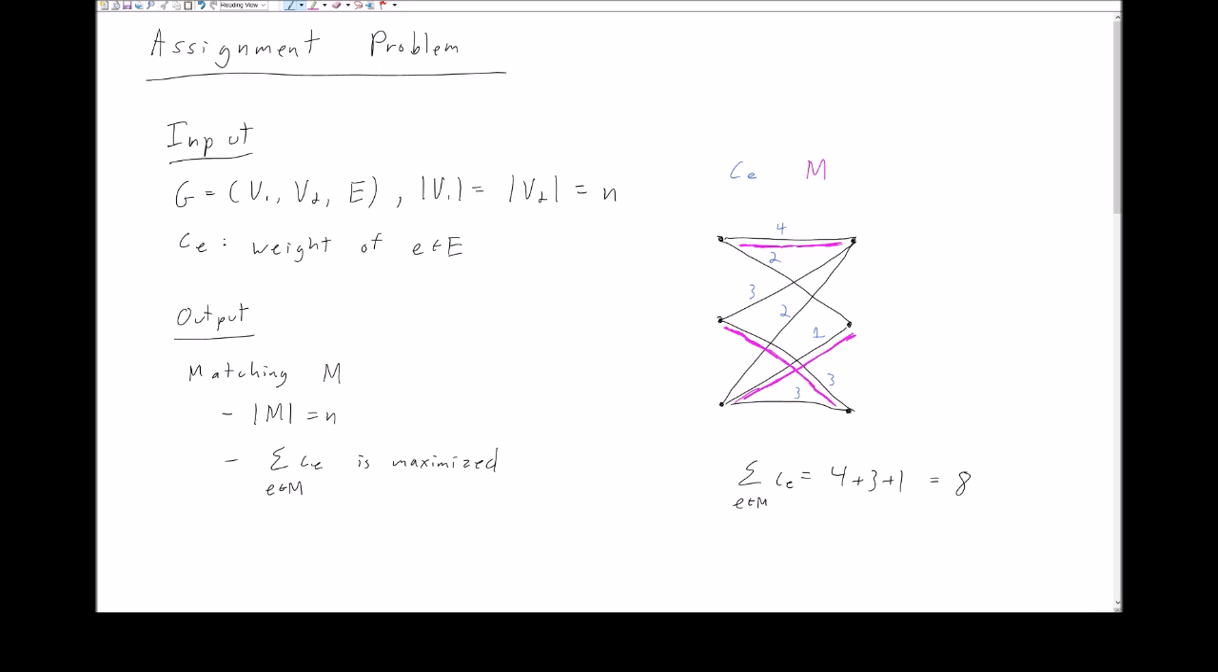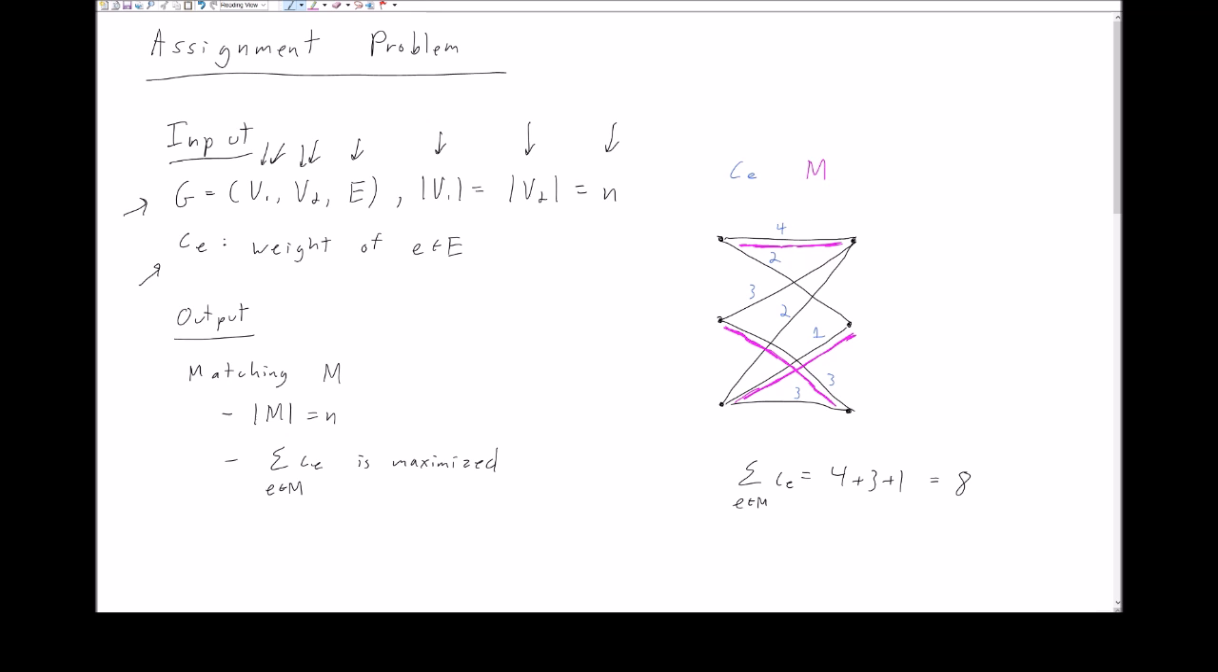In the assignment problem, we're given a graph that's bipartite with node set V1 and V2 and edge set E. Recall that in a bipartite graph, there's no edge that has both endpoints in V1 or both endpoints in V2. We assume that the size of our node set V1 is equal to the size of the node set V2, and that's equal to n. In addition to this graph, we're given a set of weights for every edge. The objective intuitively in the assignment problem is to assign every node in V1 to some node in V2 in such a way that the weight of this assignment is maximized.